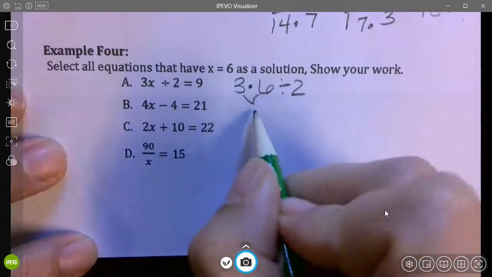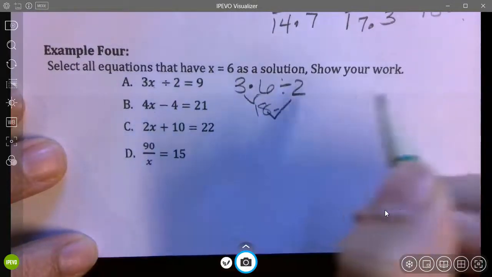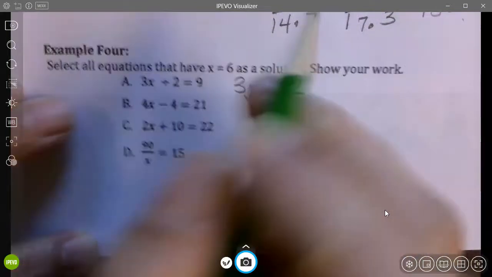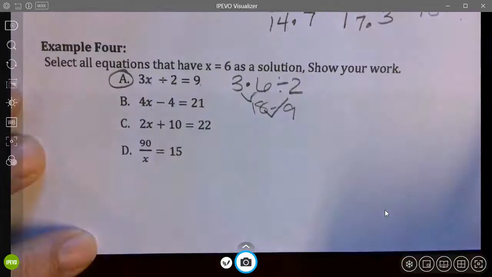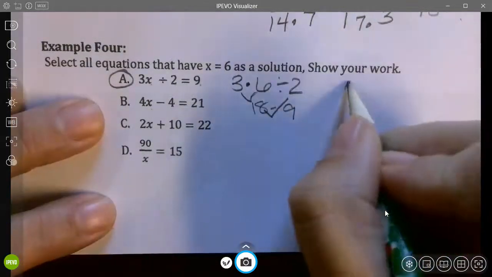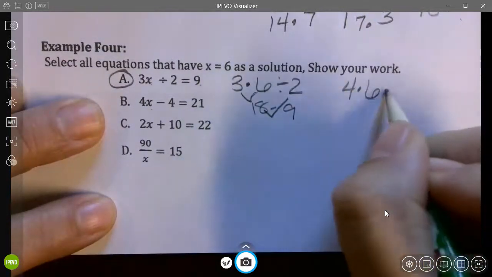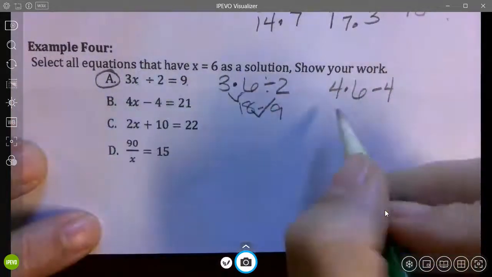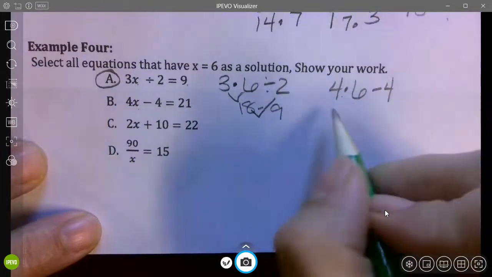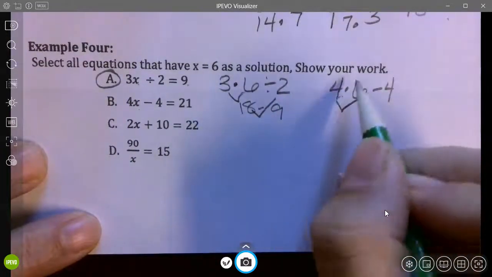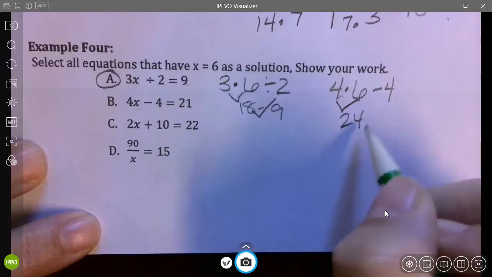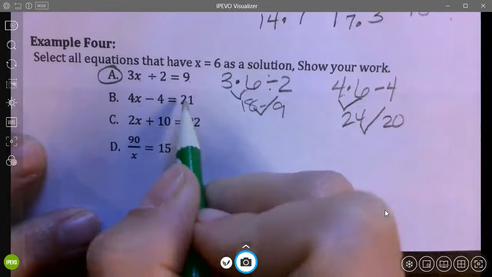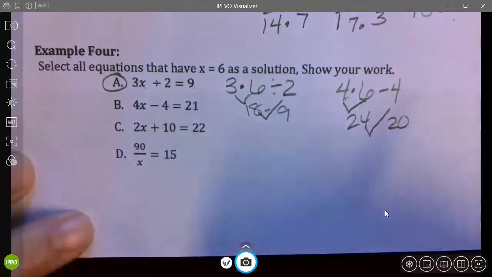So 3 times 6 is 18. 18 divided by 2 is going to give me 9. And what am I looking for? I'm looking for 9. So I know A is a solution. Go to my next one. That's 4 times 6 minus 4, and I want it to equal 21. Remember, I have to do order of operations, so multiplication first and then subtraction. 4 times 6, 24, minus 4 is going to give me 20. And I needed it to be 21. So 6 is not the solution for this.